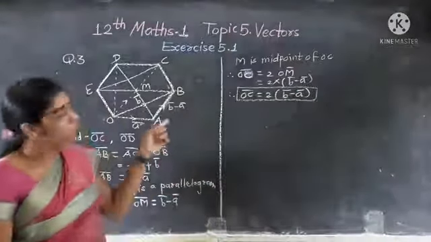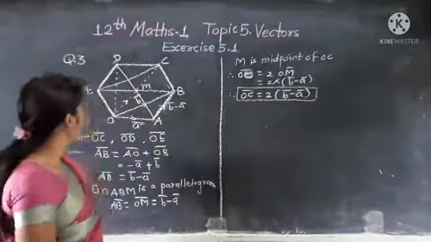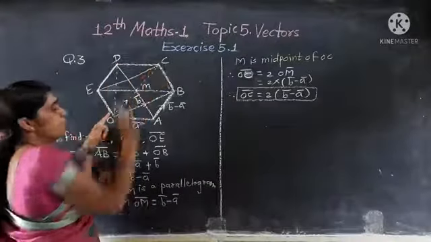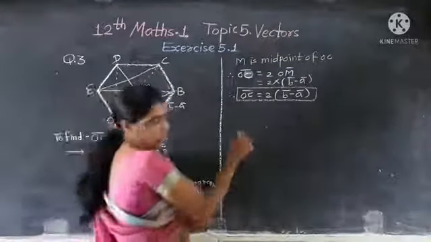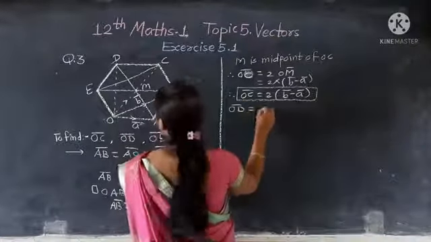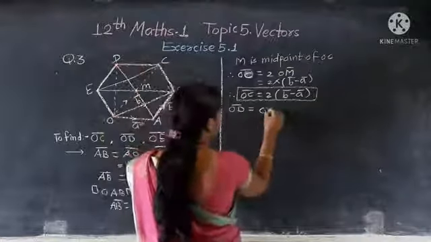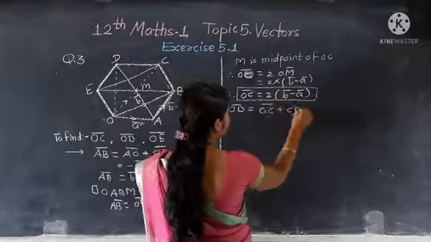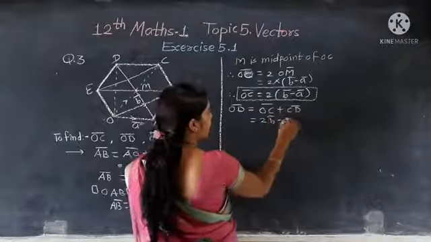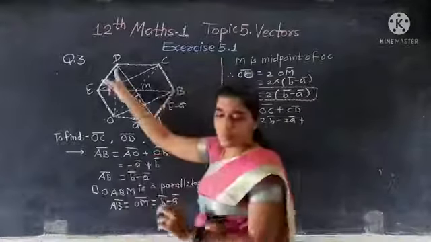OC bar is equal to 2B bar minus 2A bar. Now we find OD bar. OD bar is equal to OC bar plus CD bar. OC bar we have calculated: 2B bar minus 2A bar plus CD bar.